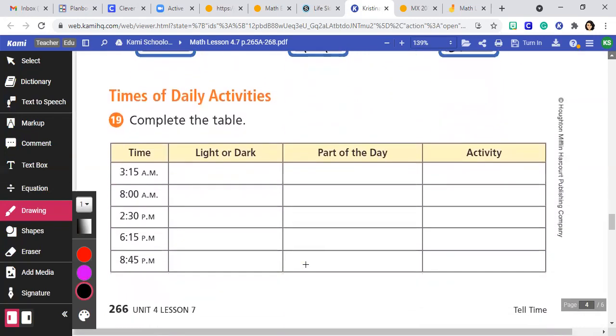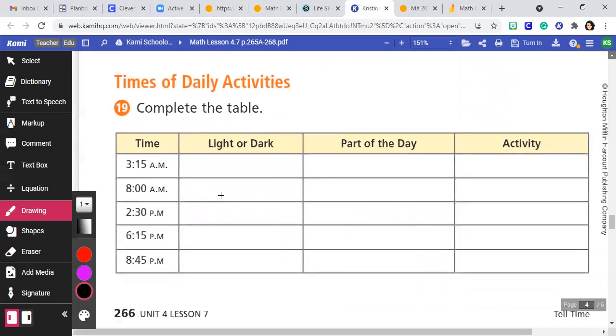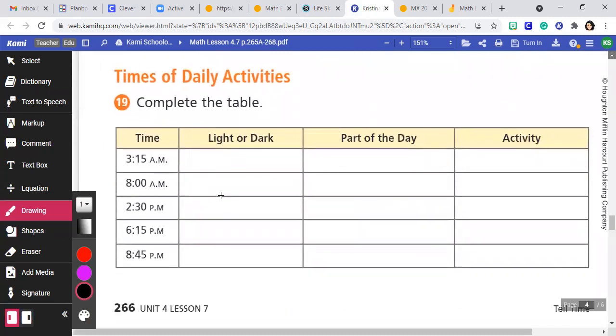Number 19 is asking you to complete this table and to think about this. Times of daily activities. 3:15 a.m. If it's 3:15 in the morning, is it light or dark outside? Hopefully you said dark. What part of the day is that?